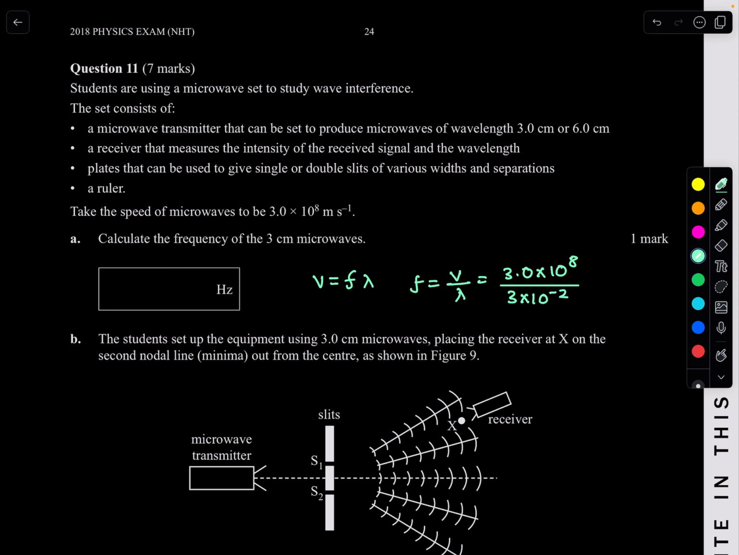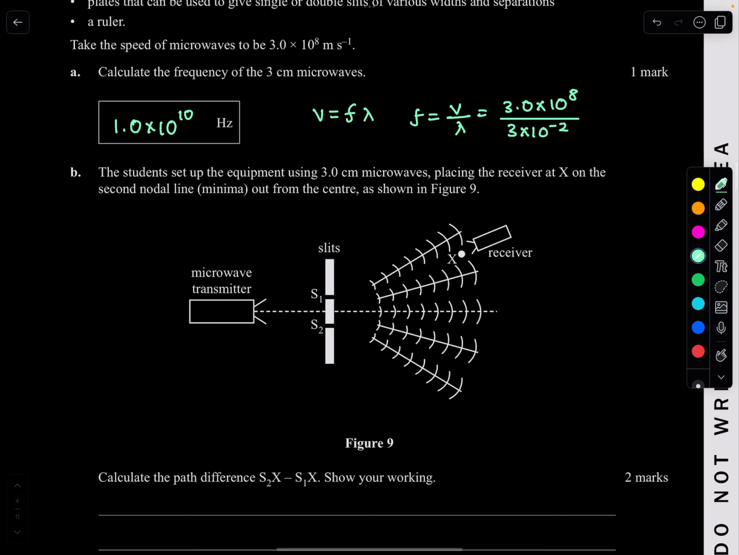So what do we get? 3.0 times 10 to the power of 8, divided by 3 times 10 to the negative 2. That gives me a frequency of 1.0 times 10 to the power of 10. That's it. Beautiful. Next question.